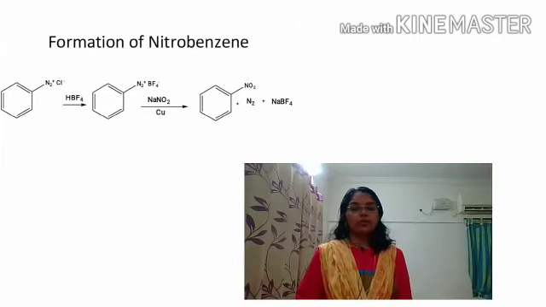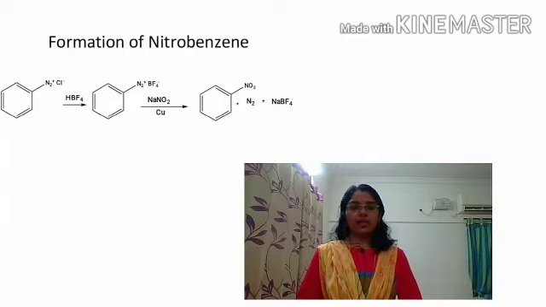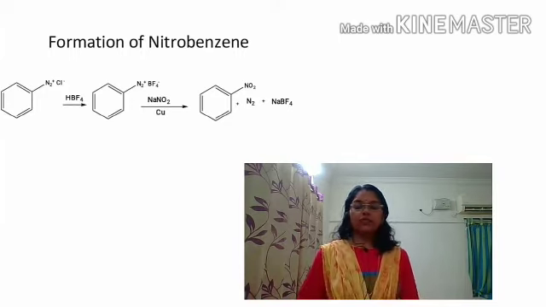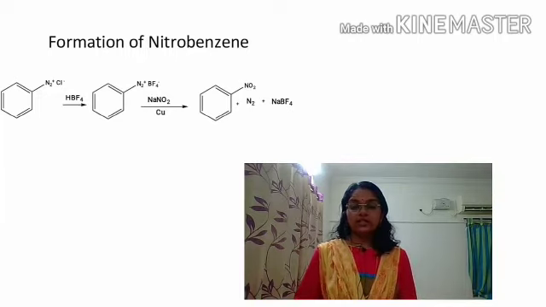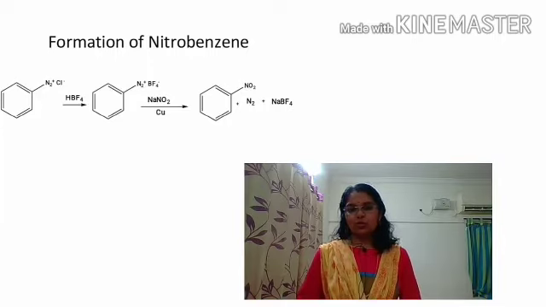If we want to prepare nitrobenzene from benzene diazonium salt, we have to first treat the benzene diazonium chloride with fluoroboric acid, that is HBF4. Then we get benzene diazonium tetrafluoroborate. After that, we treat it with sodium nitrite in the presence of copper powder. Then we can get nitrobenzene.